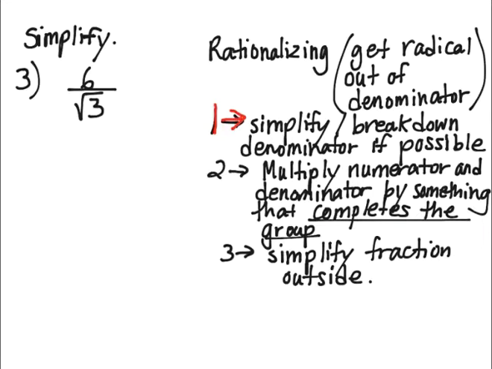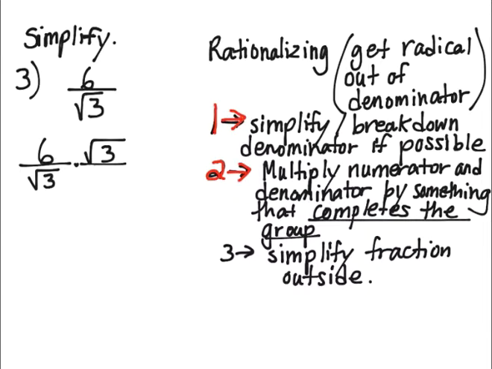Our second step is to multiply the numerator and denominator by something that completes the group. So in this case, we're working with a square root. We need a group of 2. So I'm going to actually rewrite the problem down here. We have a square root of 3. In order to get a group of 2, I could multiply by another square root of 3.